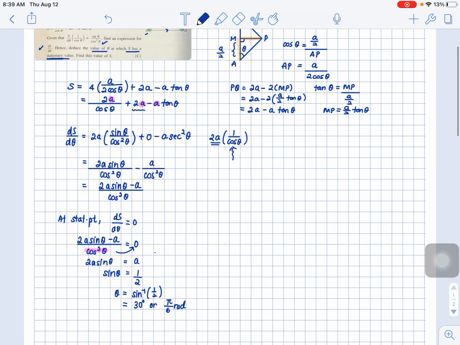Now they said we have to find the S value. So where is the expression for S? It's here. So I have expressed my theta in terms of degree and radian. It's up to you which one you are comfortable using. So let's find the S.